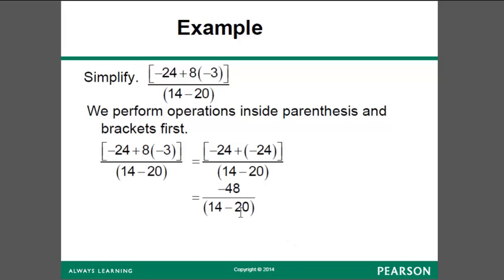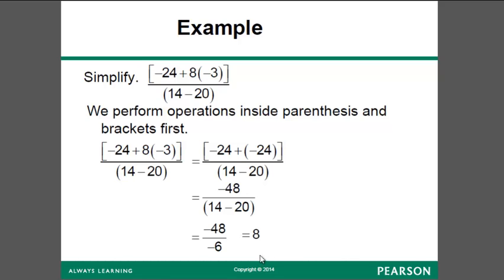I still have a set of parentheses that I need to simplify. 14 minus 20. And I get negative 6. My last step is to take negative 48 divided by negative 6. Remember, negative divided by negative will give me a positive, and my answer is positive 8.